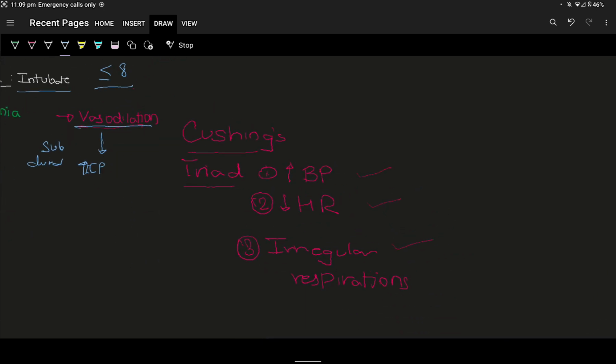We also have the Cushing triad, which is basically composed of three factors. There is increased blood pressure, decreased heart rate, and irregular respiration. It usually occurs due to the effect on the brainstem, and that will be the reflex due to increased ICP and brain herniation.